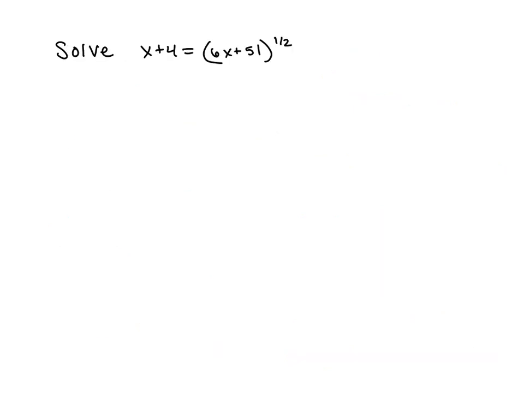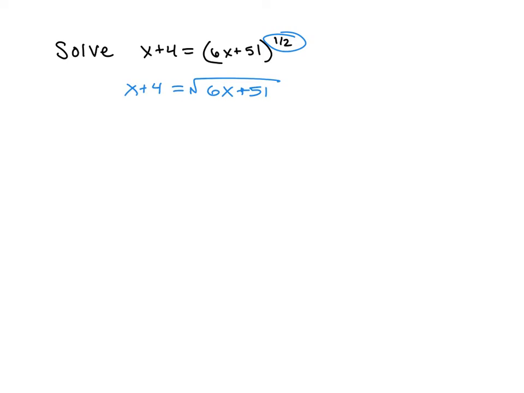Now, in addition to graphing these radical functions, we also want to be able to solve them. And so the first thing that we're going to do when we see a problem like this one is we want to first write that power of 1/2. We know that that also is the same thing as saying the square root. So I'm just going to rewrite this so that instead of saying 6x plus 51 to the 1/2, I have the square root of 6x plus 51.